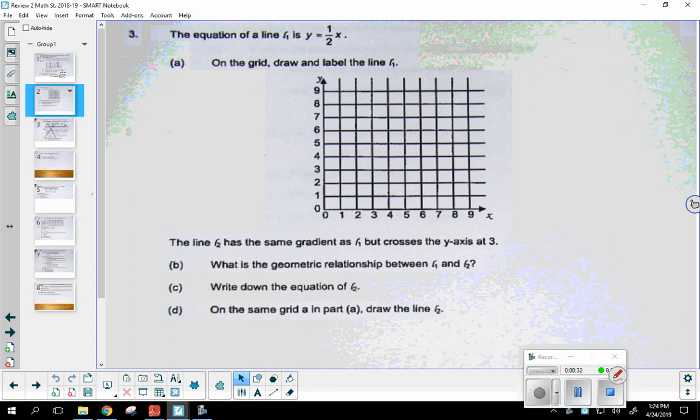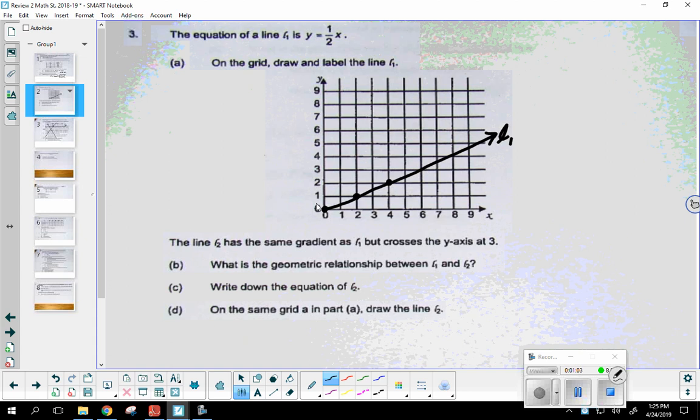The equation of a line, L sub 1, is y equals 1 half x. On the grid, draw and label the line L sub 1. So this is in slope-intercept form, but what's the y-intercept? 0. Okay. So my gradient is 1 half, so rise over run. I'm going to go up 1 for every 2, up 1 over 2. So this right here would be L1.